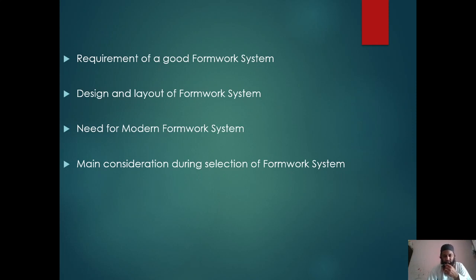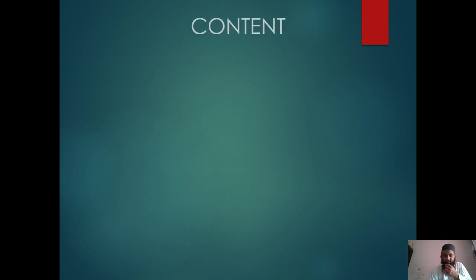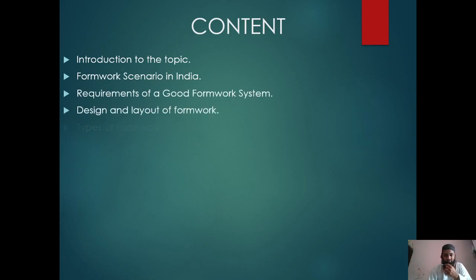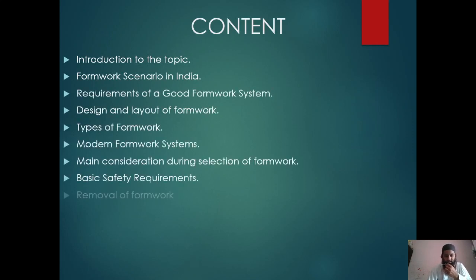The modern formwork system is the need of the hour, as we have to save our time, and we need to have proper molds. We need to get proper elements, and there should be no deflections in it. Main considerations during selection of formwork system. Let us see here. We'll be seeing all these things in these slides.